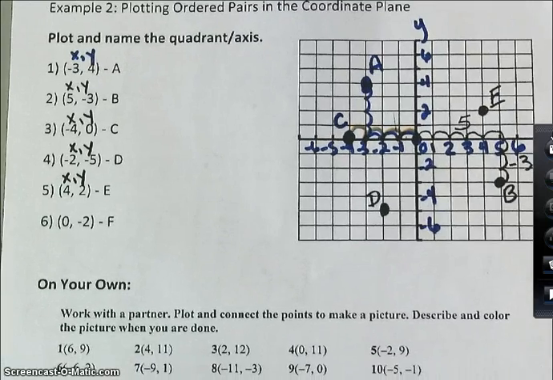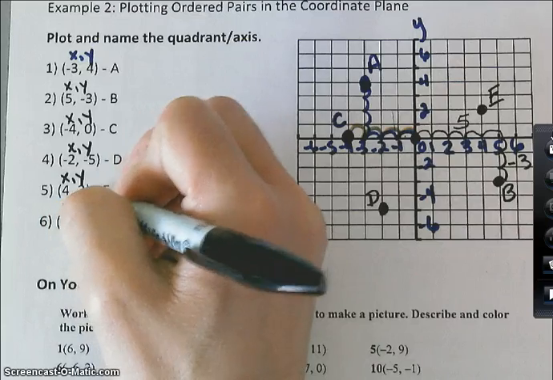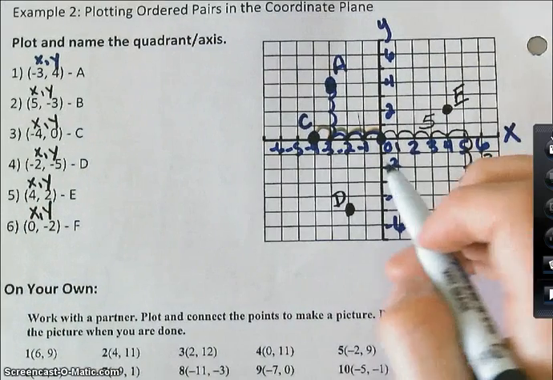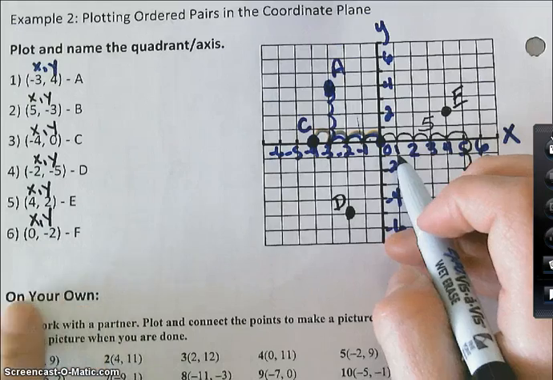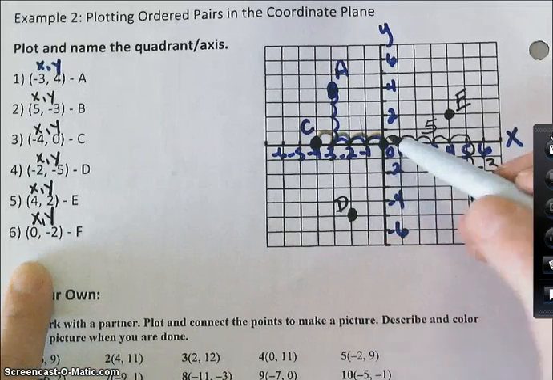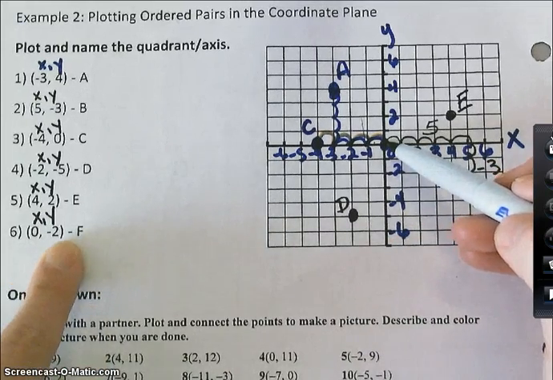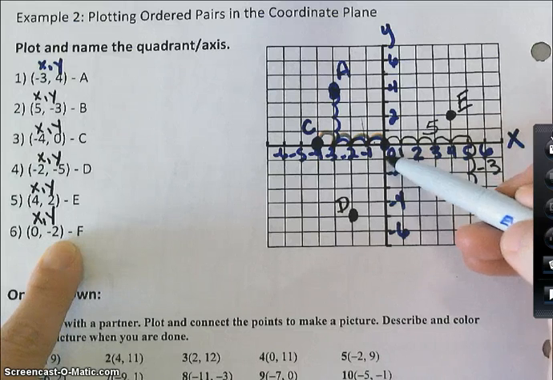And then our last ordered pair, I have 0, -2. So once again, I'm at 0. It says I don't go anywhere. I don't move left or right. I stay right at 0. And then it says go down to -2. So 1, 2, which is F.